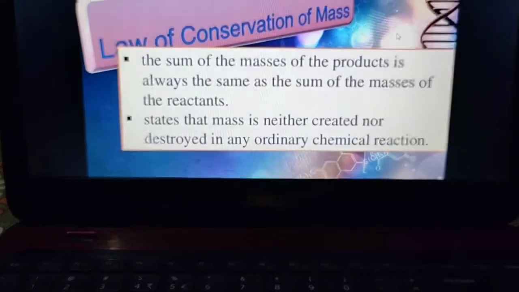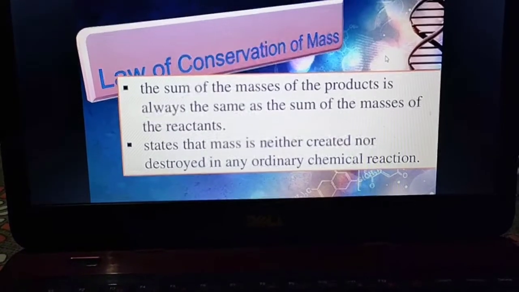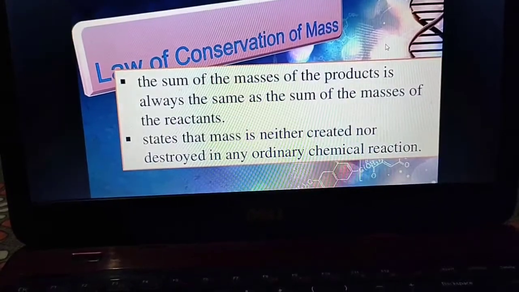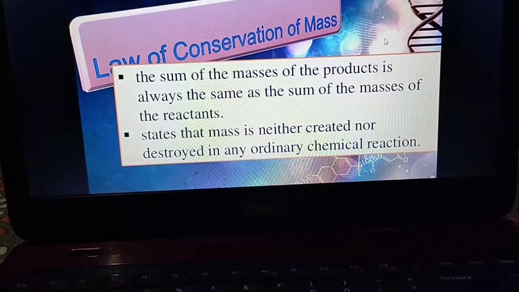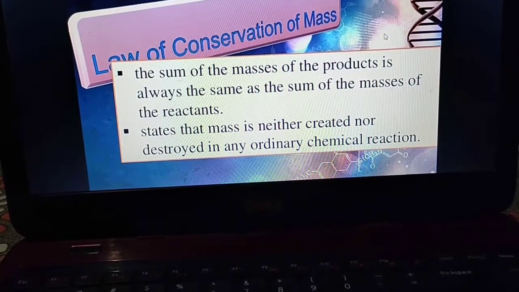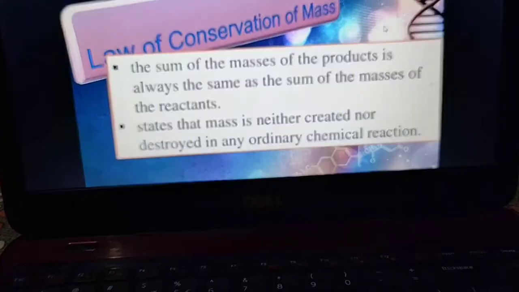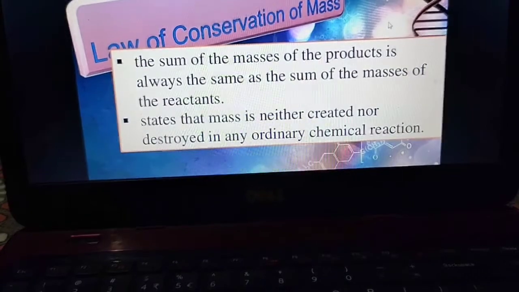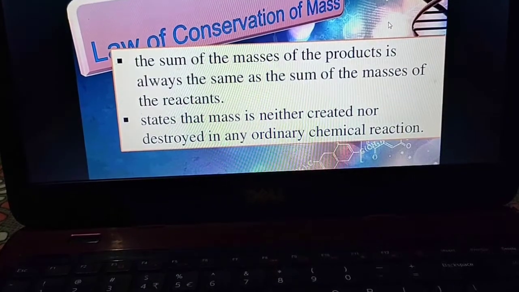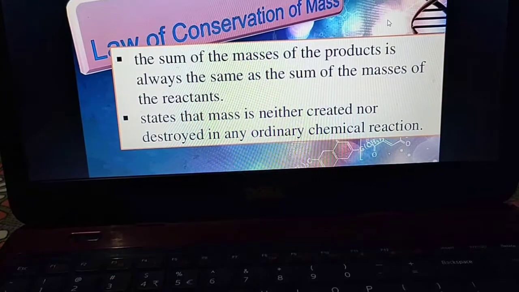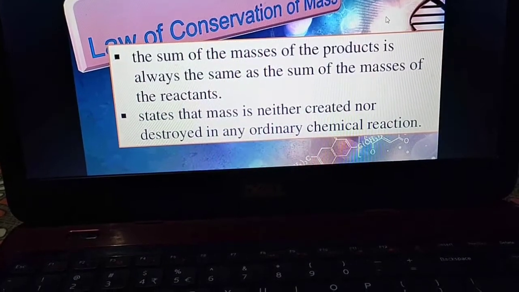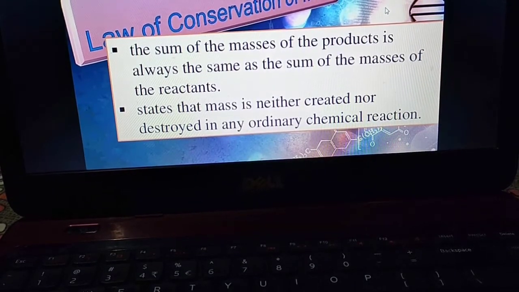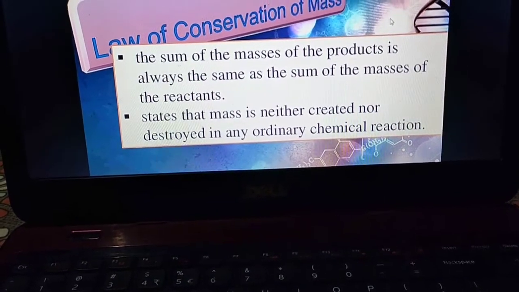Now let's see the law of conservation of mass. You can see here on page number 58, the relationship of the law of conservation of mass to the balancing of chemical equations. Here you see the sum of the masses of the products is always the same as the sum of the masses of the reactants. This one we have discussed in chapter 1 also. I have taught you this. So what does this law state? It states that matter is neither created nor destroyed in a chemical reaction.